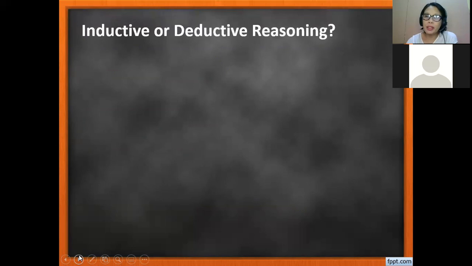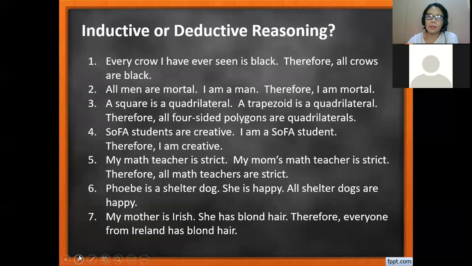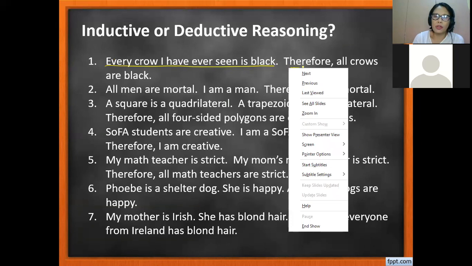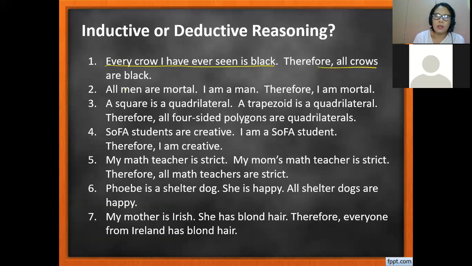Now we're going to identify whether each statement is inductive or deductive. Okay. Number one, every crow I have ever seen is black. Therefore, all crows are black. So we begin here with a specific example and then we come up with a generalization. So this is inductive.